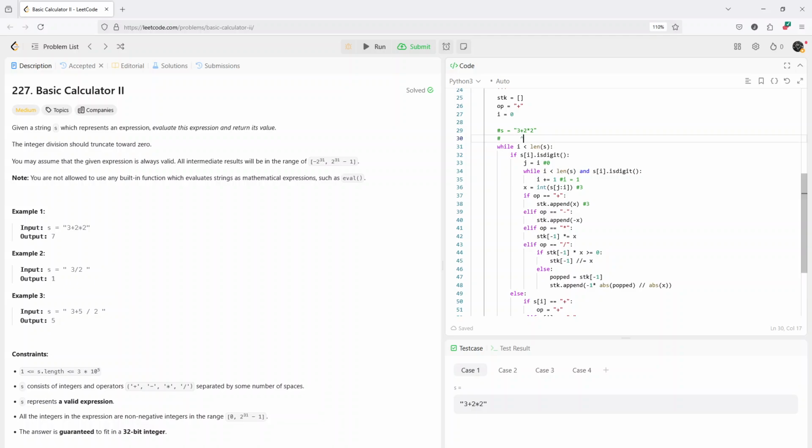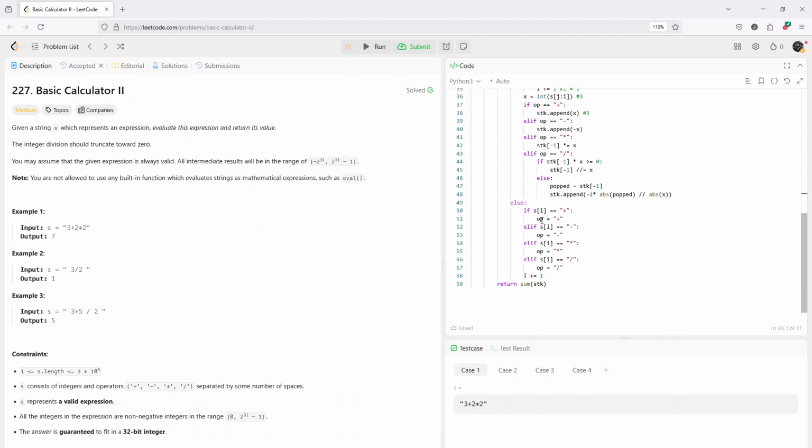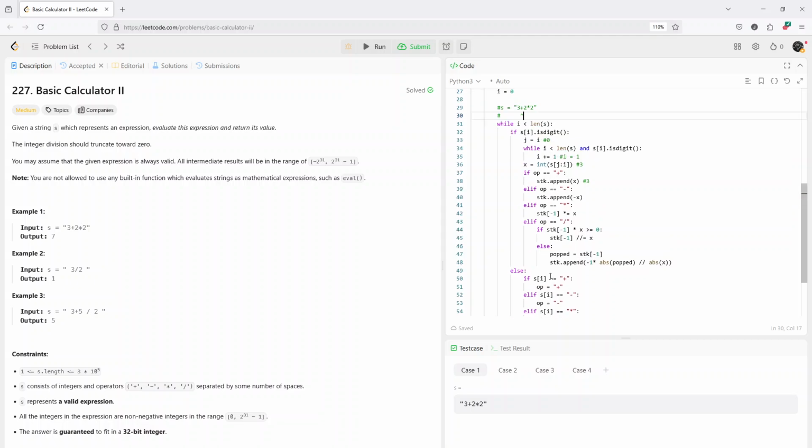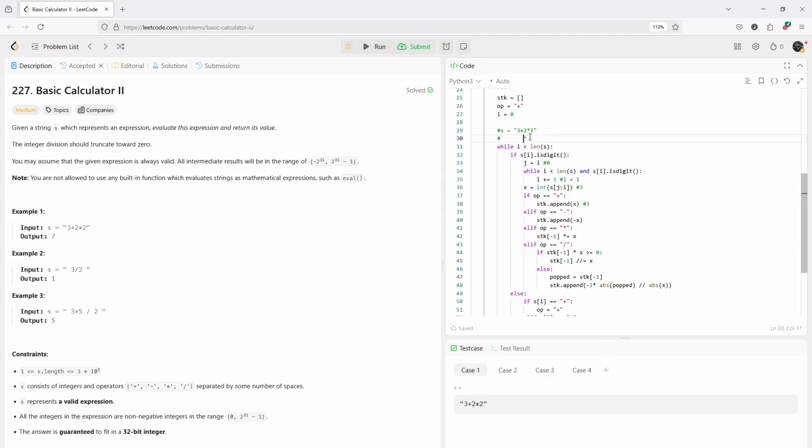So we're at this. I is not a digit. It's a plus, so op is a plus. And then iterate I by 1. So now you've got the 2. 2 is a digit. This is I equals 2. Then I goes here, so I is 3. So the number from 2 to 3 is just the number 2.